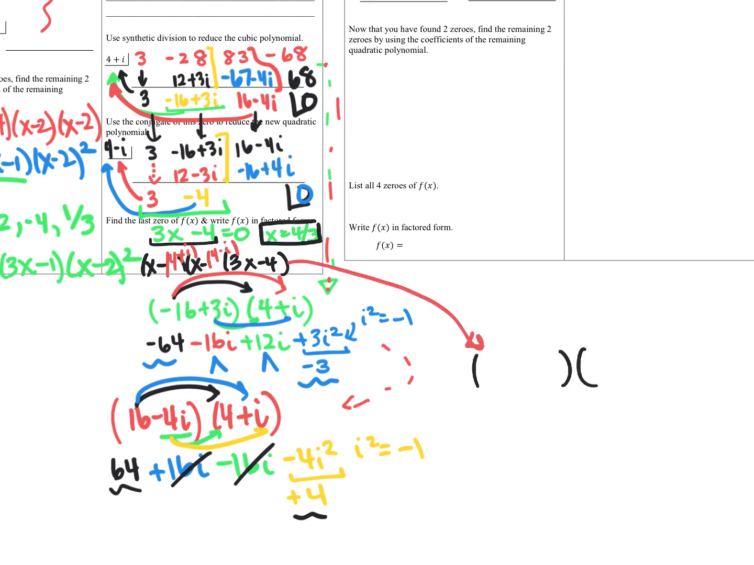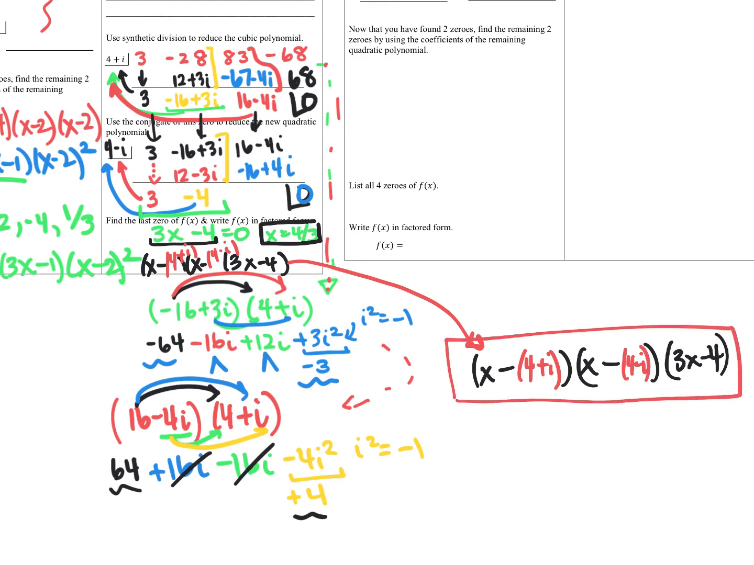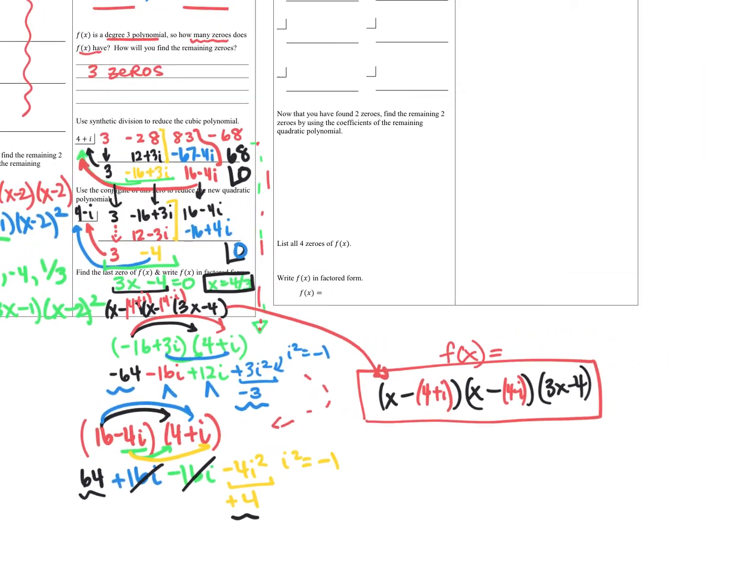So again, there's 3 factors. 3x minus 4 is the last one we found after doing all that synthetic division. And then the other 2 are our complex conjugates, and it's going to be x minus, minus. We have 4 plus i and 4 minus i. We're not having to multiply any of that out. That is our factored form for our f of x. And that finishes up that one.